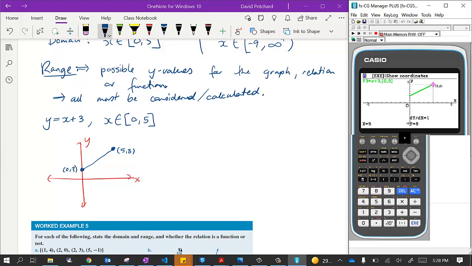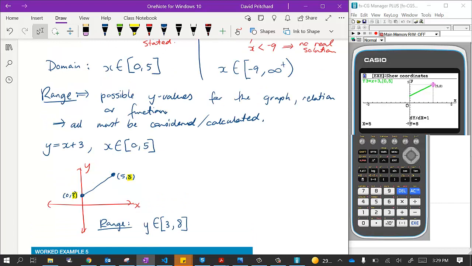So the smallest y value is 3, and the largest y value is 8. So that means my range is going to be y is an element. Now it's y is an element because we're looking at the y values. The smallest value is 3 inclusive, and our largest value is 8 inclusive. So there's our range, our limits in our y values.